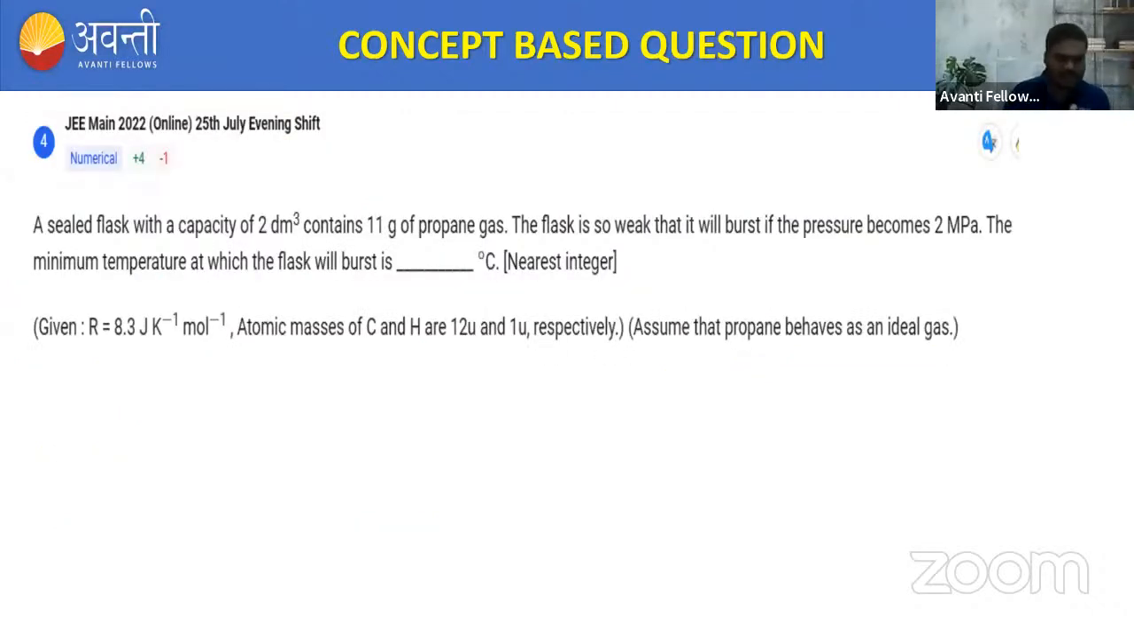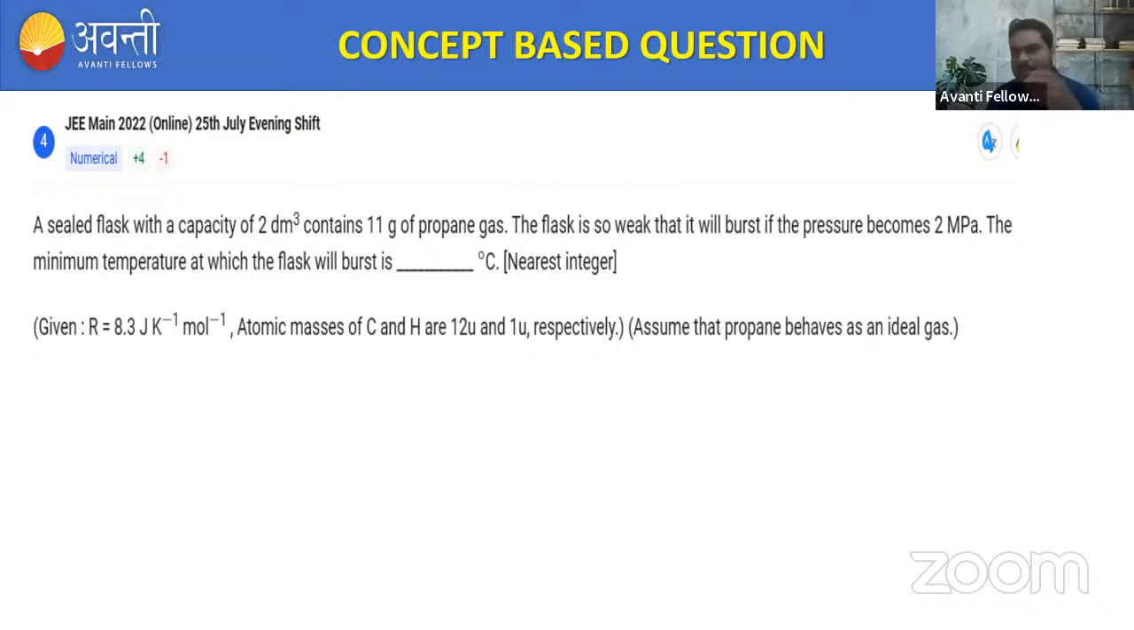Let's move to the next question. A sealed flask with a capacity of 2 decimeter cube contains 11 gram of propane gas. The flask is so weak that it will burst if the pressure becomes 2 megapascal. The minimum temperature at which the flask will burst is... It says a sealed flask whose capacity is 2 decimeter cube contains 11 gram of propane gas. The amount of propane gas is given.